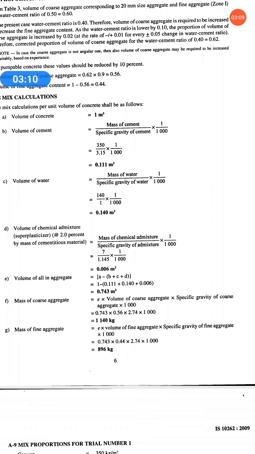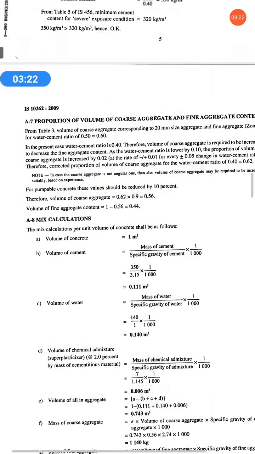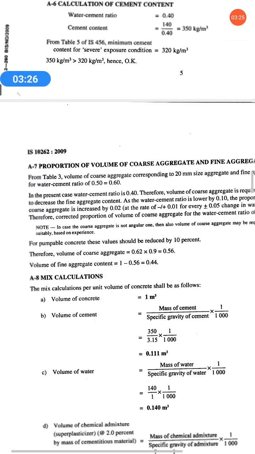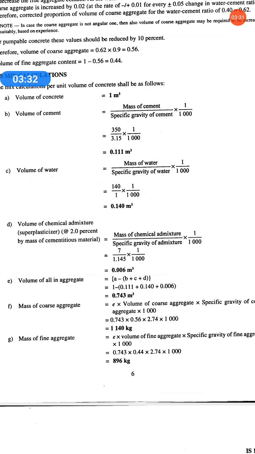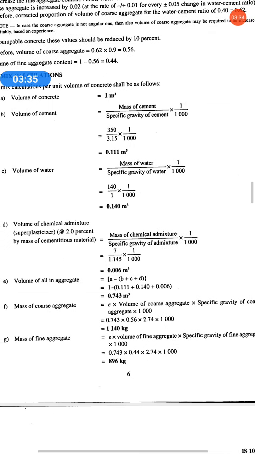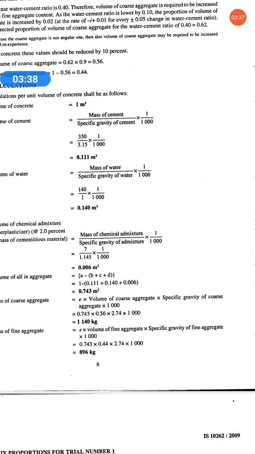Now we have to calculate the mass of coarse aggregate and the mass of fine aggregate. We know the volume, so E means this one, volume of all-in aggregate into the coarse aggregate fraction, which is 0.56. See from here, this 0.56. Multiply this, then specific gravity of coarse aggregate into 1000, and this gives you the mass in kg. Fine aggregate is done the same way. So now you have all the data: mass of coarse aggregate, mass of fine aggregate, mass of cement, mass of water, water cement ratio, mass of chemical admixture.